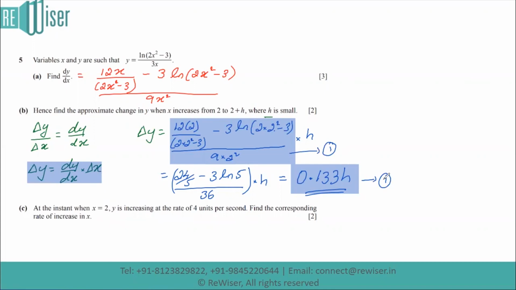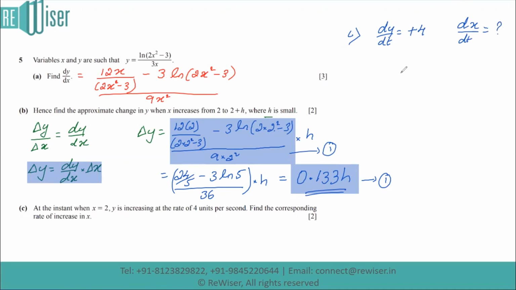Now for part 3, we need to find out, at the instant when x is 2, y is increasing at the rate of 4 units per second. Find the corresponding rate of increase in x. So whenever I talk about y increasing at a rate, that means dy by dt. So dy by dt is given as positive 4 units per second. Now we need to find out what dx by dt is. This is what the question is.